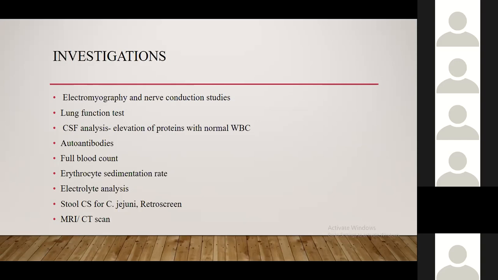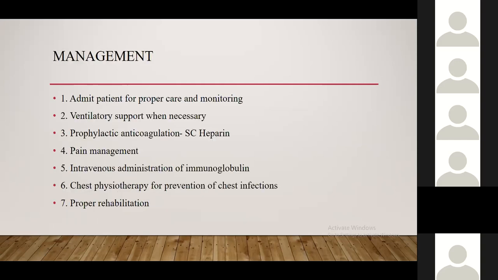So you can do a COVID screen, you can do a Campylobacter jejuni screen through a stool culture, you can do a retro screen, and check your electrolytes, because if you have electrolyte imbalance, that will also affect your muscles and whatnot. So, a host of investigations. Of course, CT scan and MRI to rule out a stroke.